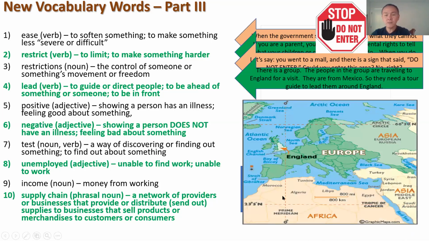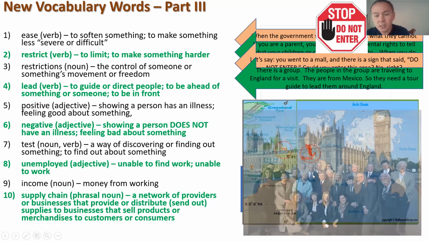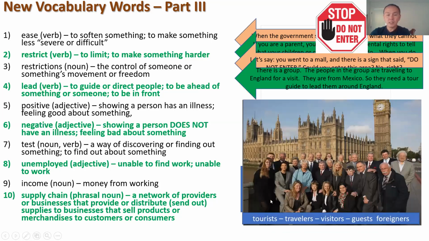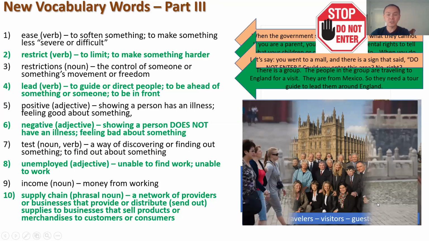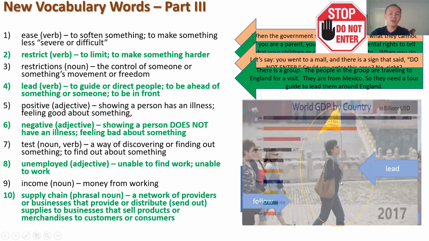So you see here, this is a map showing Europe, and in Europe, there are many countries like England. You see, this is England. Now, the group is traveling from Mexico. Mexico is in North America, okay? So you see here, these are tourists. Sometimes we say travelers, visitors, guests, or foreigners. Now, you see here, this is a person. She is a tour guide. She leads the people and the people follow her.